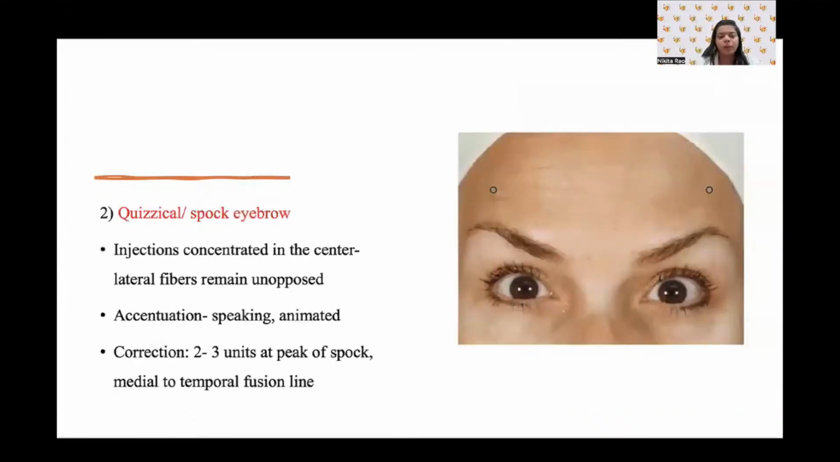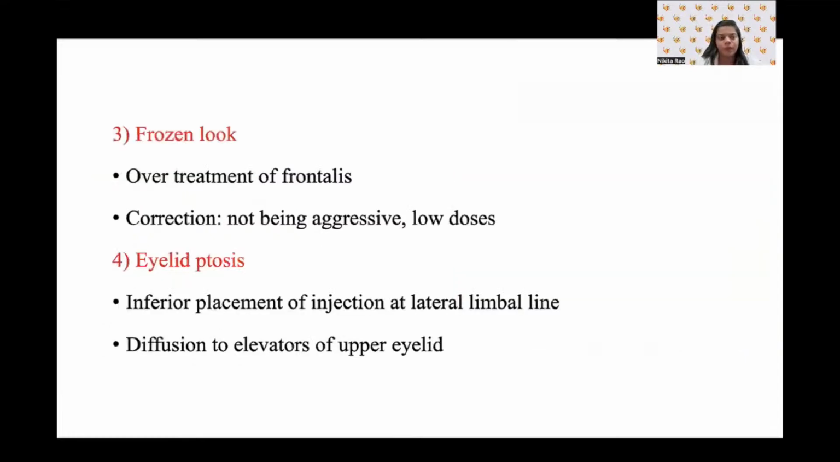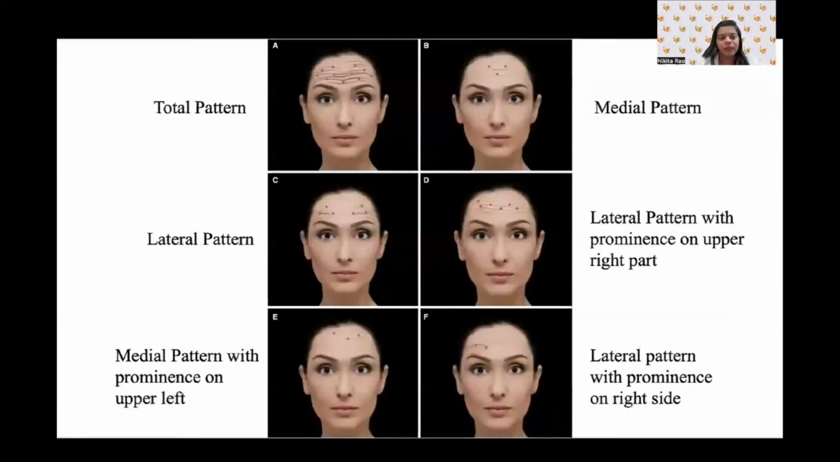Then there can be Spock eyebrow, where if the injections are concentrated in the center and the lateral fibers remain unopposed, it gets accentuated during speaking and animation. Correction is mainly by 2 to 3 units at the peak of the Spock, given just medial to the temporal fusion lines. Then the frozen look mainly occurs due to over-treatment of the frontalis. Correction is not being aggressive, and low doses are preferred. Then eyelid ptosis can also occur due to inferior placement of the injection at the lateral limbal line. It occurs due to diffusion to the elevators of the upper eyelid.